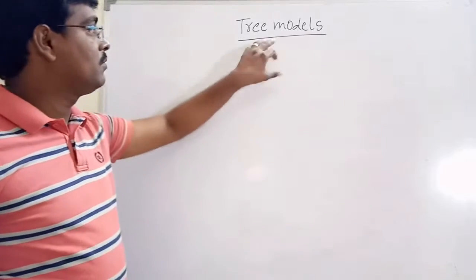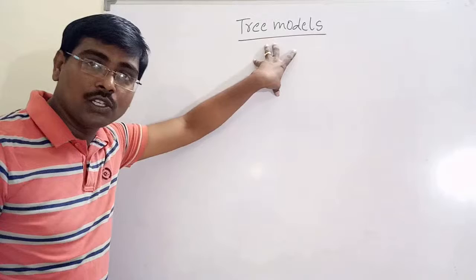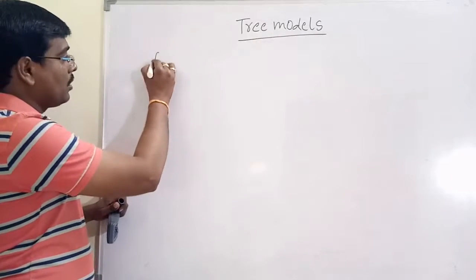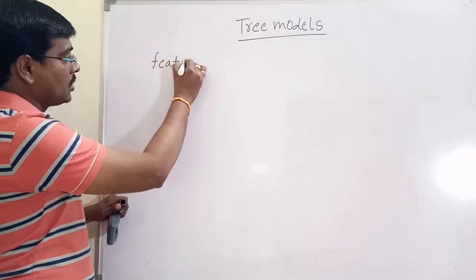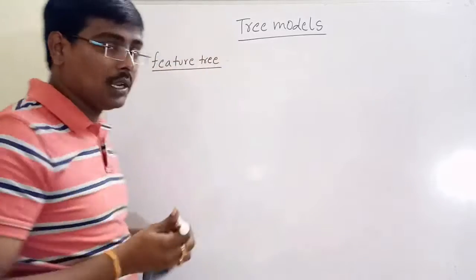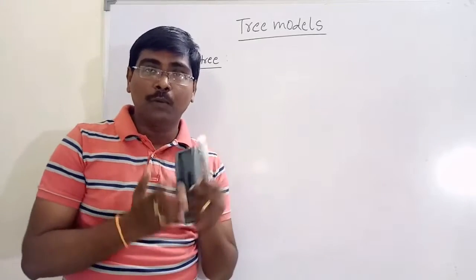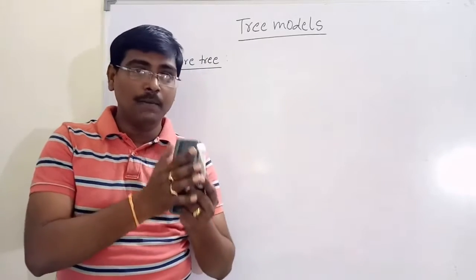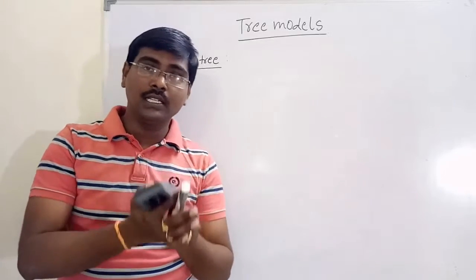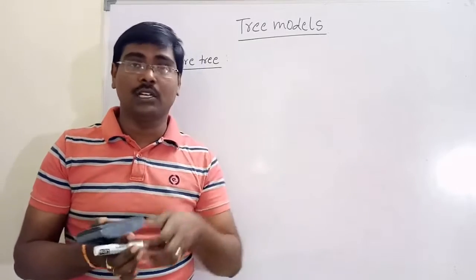Now in this session we will discuss a brief introduction to tree models. In these tree models, the main important criteria is the feature tree. What is a feature tree? We already discussed hypothesis space. Suppose hypothesis space contains some set of logical expressions, that is a combination of some conjunctives.